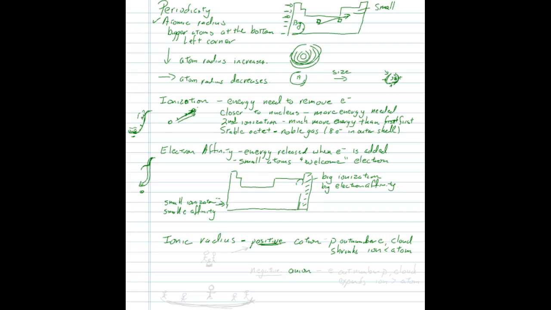Anion is the opposite. Anions are negative because you have added negative electrons, so the electrons outnumber the protons. There's less stuff holding the electron cloud in, so the cloud expands, which means the ion is greater than the atom.